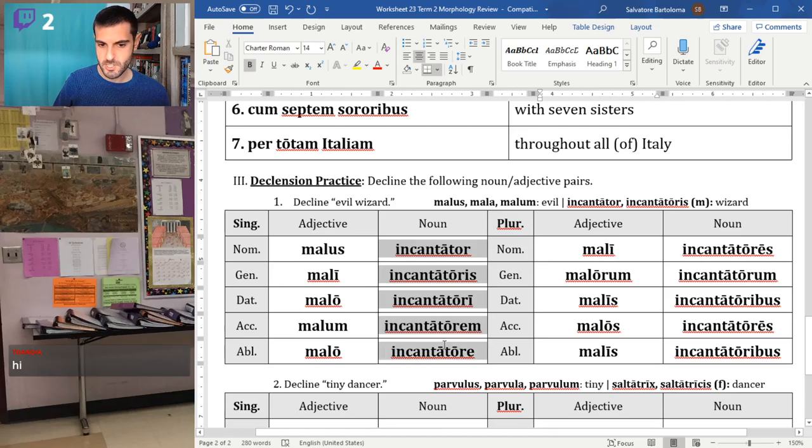This is a third declension noun. I know that because of the is here in the genitive. This is a second declension adjective because this is how they look. Second declension, first declension, second declension.